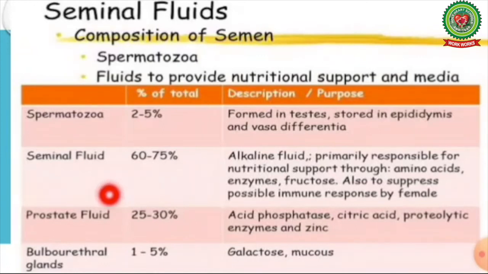The next fluid is prostate fluid, which constitutes 25 to 30%, which contains acid phosphatase, citric acid, proteolytic enzymes, and zinc. The third one, that is bulbourethral glands, forms 1 to 5% of seminal fluid and contains galactose and mucus.